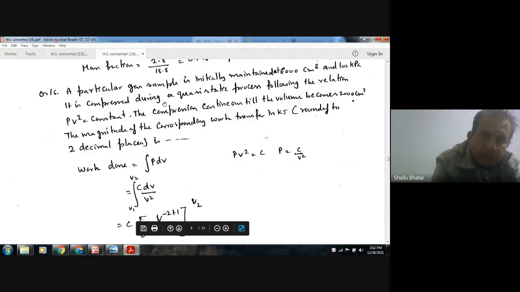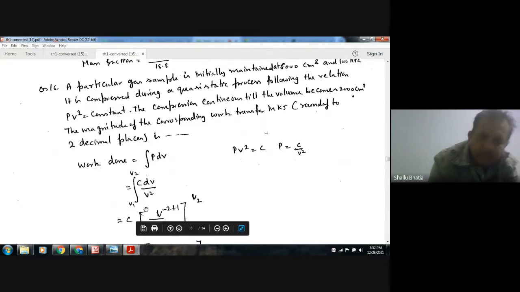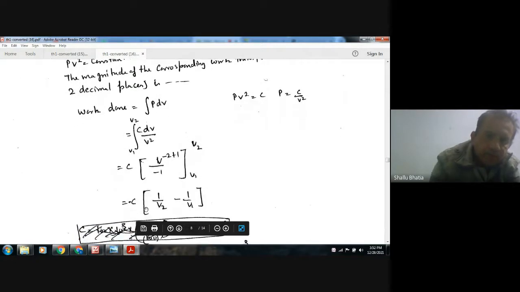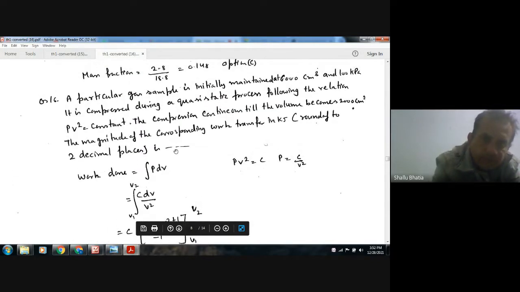Now the gas is initially maintained at 6,000 centimeter cube and 100 kPa. As the relationship PV squared has been used, the work done in general is given by integral of P dV. So PV squared equals C, so P will be equal to C by V squared. Putting this in and integrating, we will have 1 by V2 minus 1 by V1.